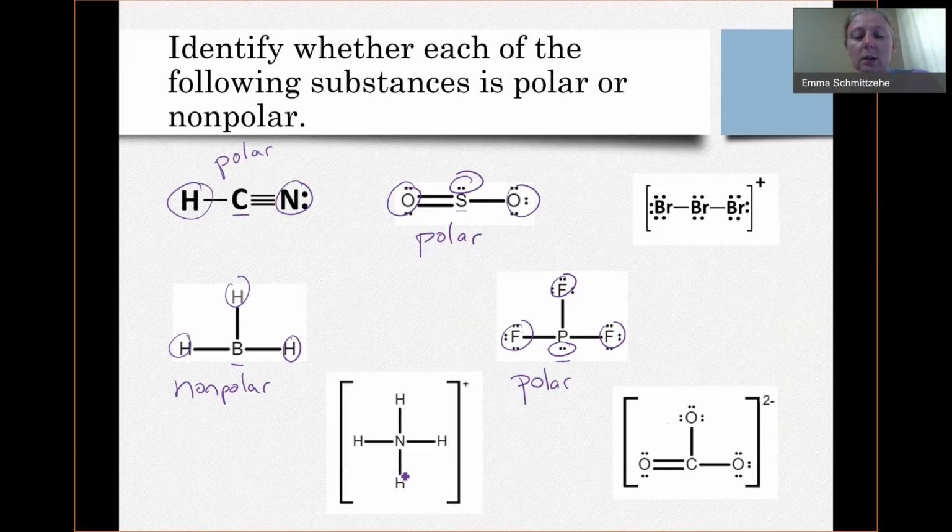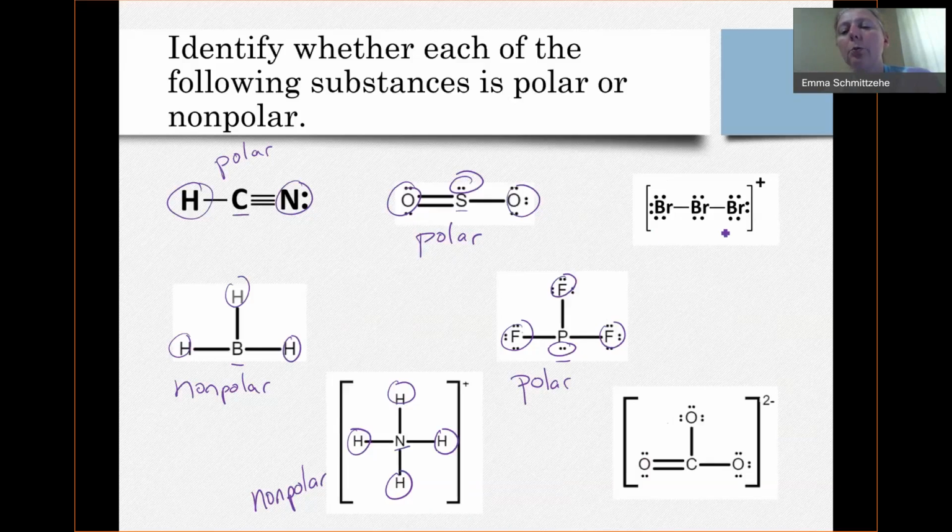Okay, let's do this next one, the NH4 plus. So the nitrogen has a hydrogen, a hydrogen, a hydrogen, and a hydrogen. Okay, four of the same thing attached and no lone pairs. So that has to be nonpolar, because the dipoles from each of those hydrogens are equivalent and they're evenly spaced out at 109.5 degree angles. So overall, they will cancel and it will be nonpolar.